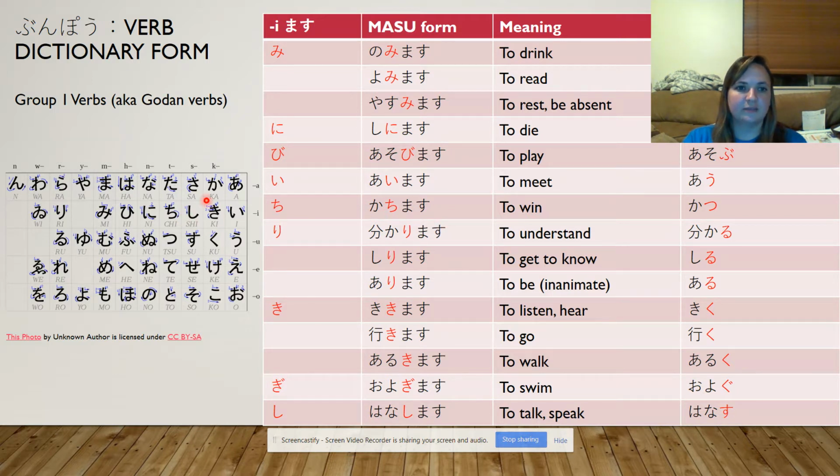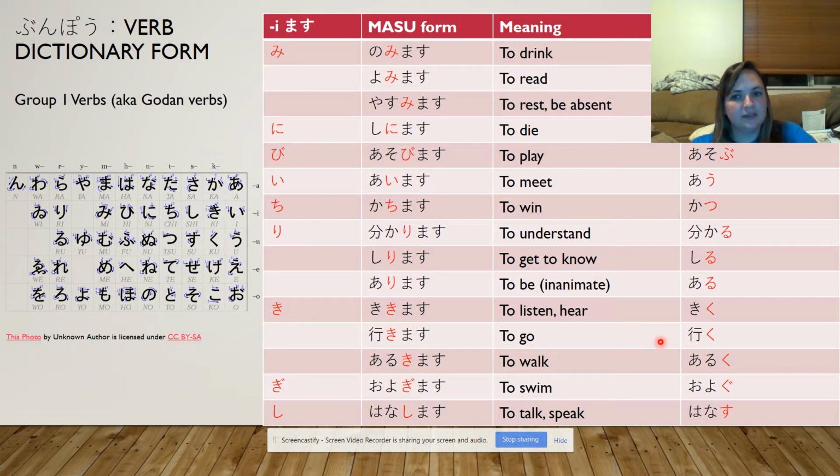This one's kind of confusing unless you see the chart. So we have our chi. If we go to the corresponding U, it's tsu. So it's going to be katsu, okay, to win. Wakarimas. Wakarimas, of course, if it ends in an ri sound, it's going to switch over to ru. Ri to ru. So wakaru. Same thing with shirimas, to get to know. Shiru. Arimas becomes aru. Ki, of course, is going to switch down to ku. So kikimasu becomes kiku.